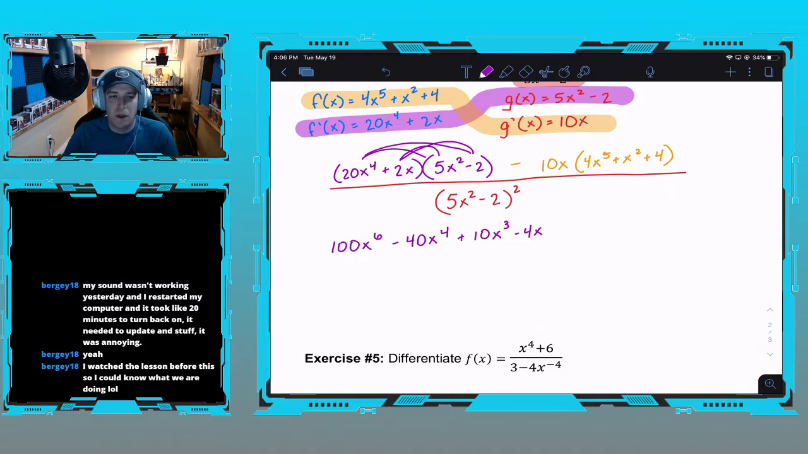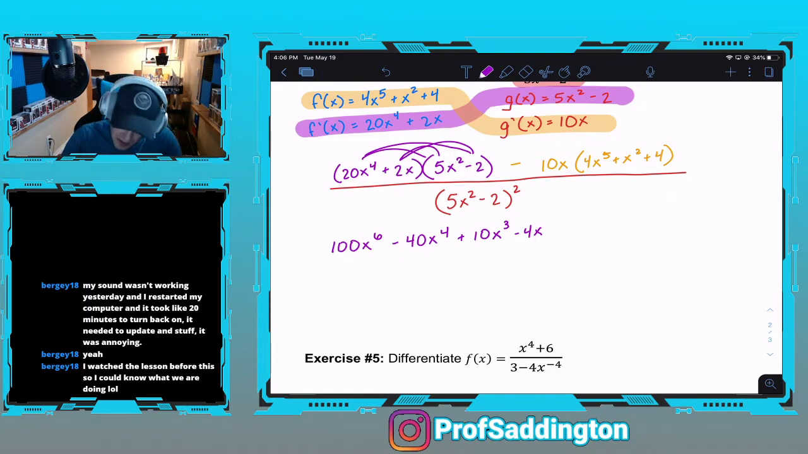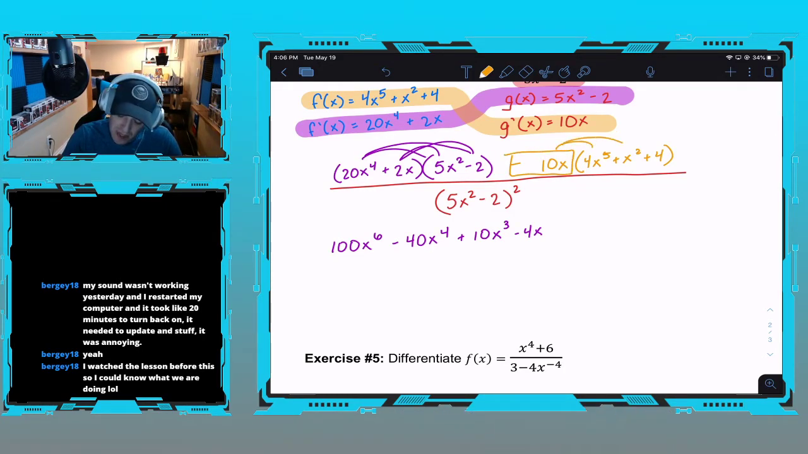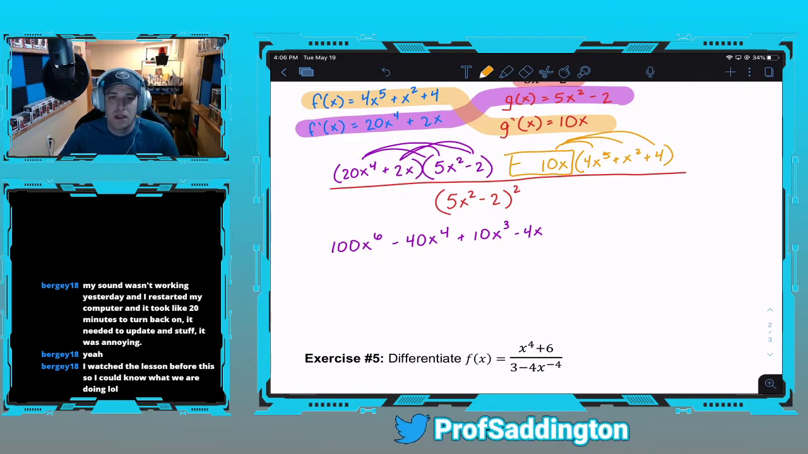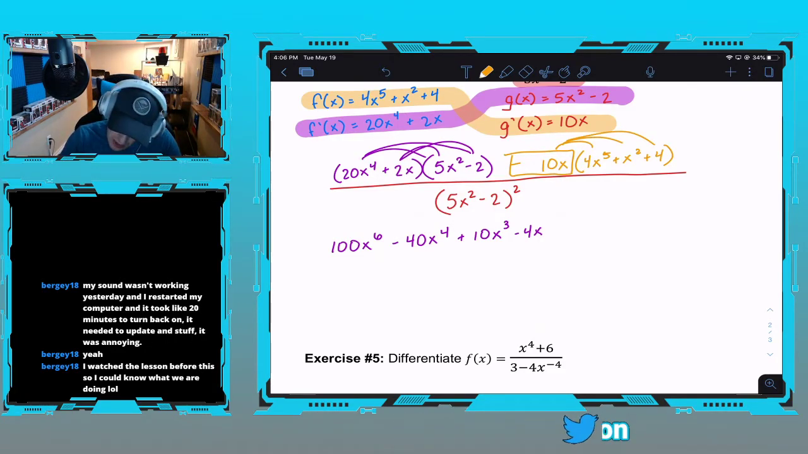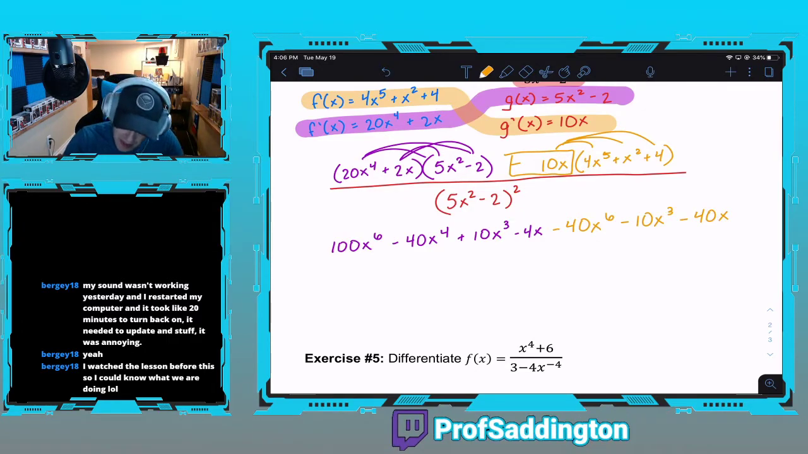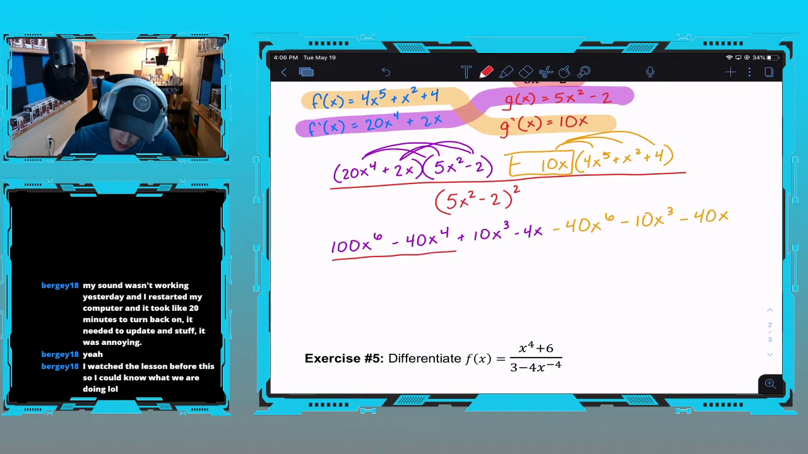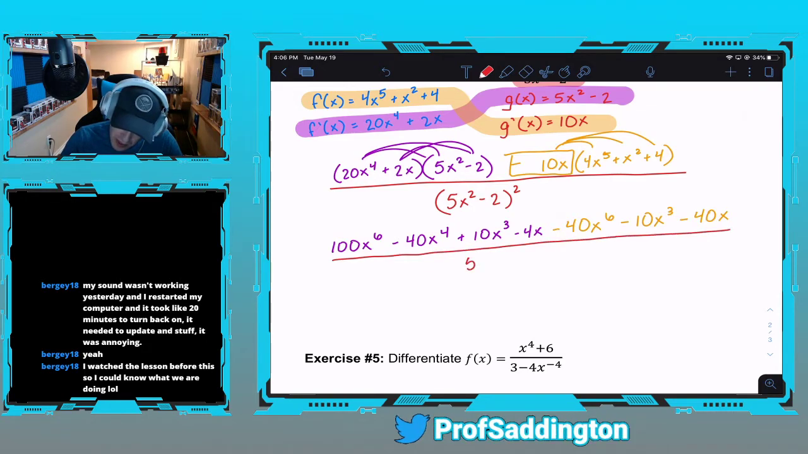So that's the entire first part. Now I got to distribute the second part. And just make sure you're distributing negative 10x. So I got to distribute negative 10x to all three of these. So that's going to give me negative 40x to the 6, negative 10x to the third, and then negative 40x. And that is still all over 5x squared minus 2 squared.